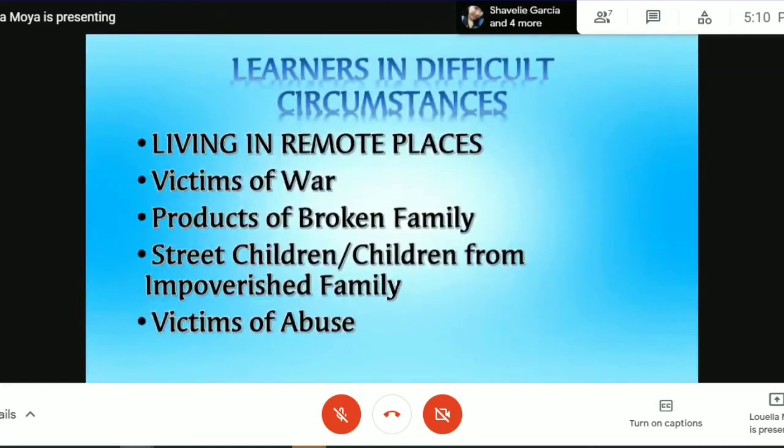Under the learners in difficult circumstances, we have the learners living in remote places, the victims of war, products of broken family, street children or children from impoverished families, and victims of abuse.